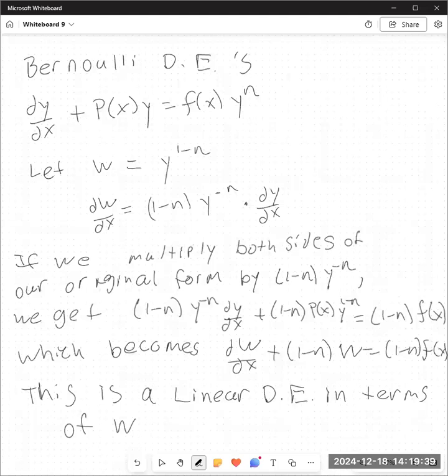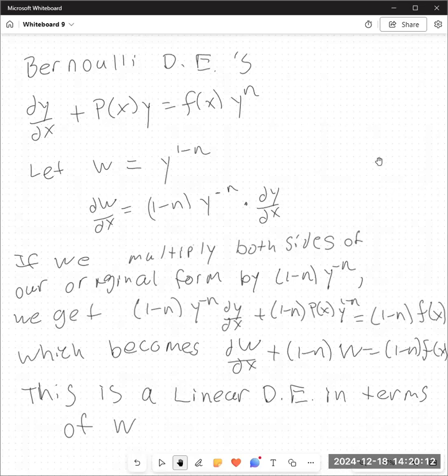And then when we take the derivative of both sides, dw/dx will be (1-n)y^(-n) dy/dx. We're going to manipulate our original equation by multiplying by (1-n)y^(-n) on both sides to get dw/dx and w to show up and turn this into a linear differential equation in terms of w. And you'll see how that works out as we do a few examples here.